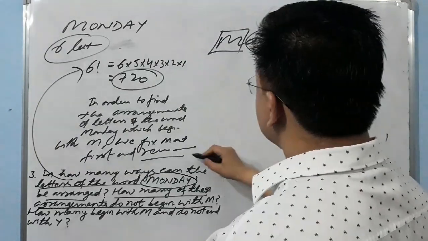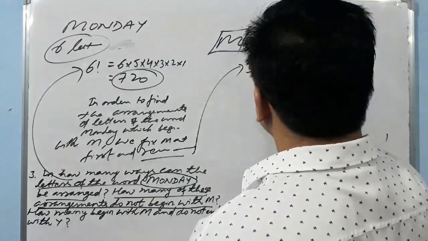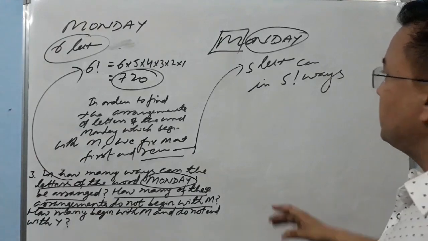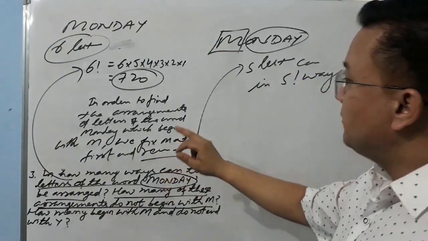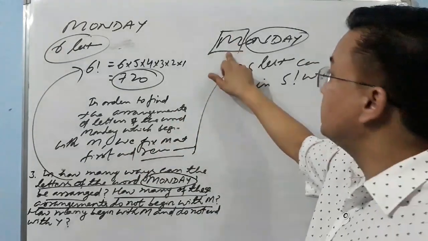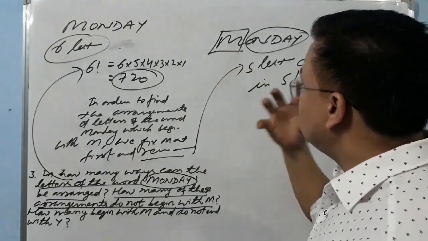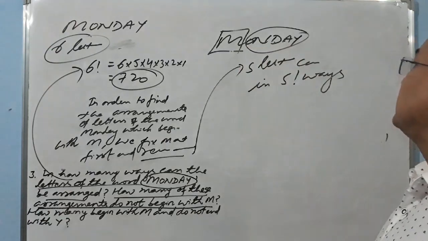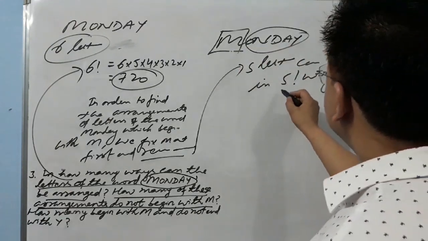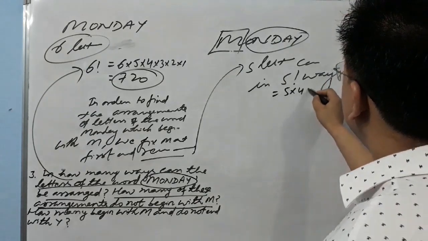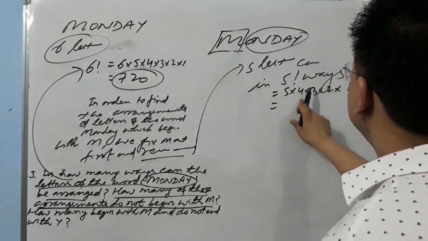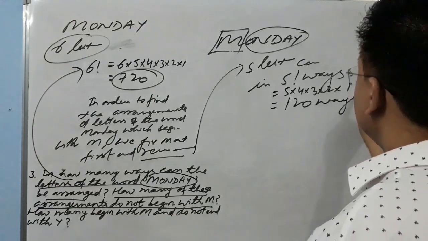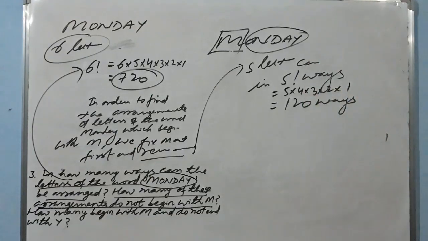Remaining 1, 2, 3, 4, 5, we have 5. So the remaining 5 letters can be arranged in 5 factorial ways. Listen to me very carefully, I'm not going to write each and every word here. We fix M at first because we want to find the arrangements which begin with M. So 5 factorial is 5 times 4 times 3 times 2 times 1, which is 120 ways.